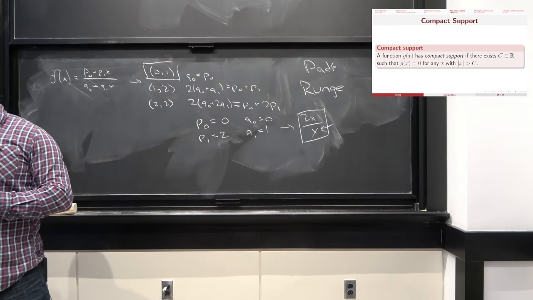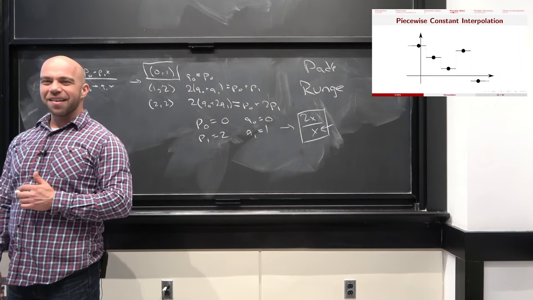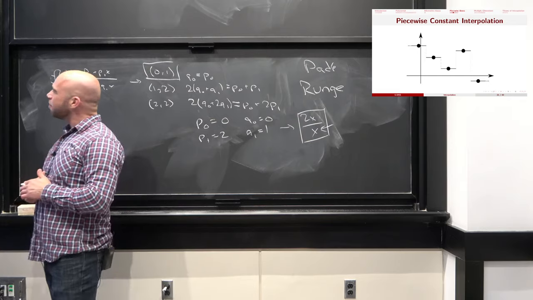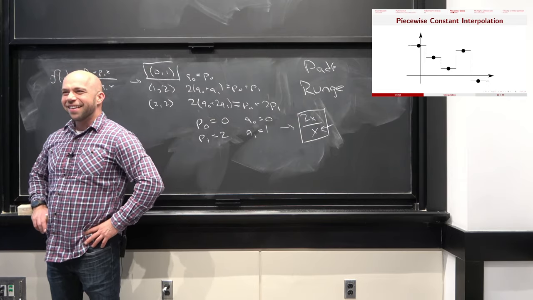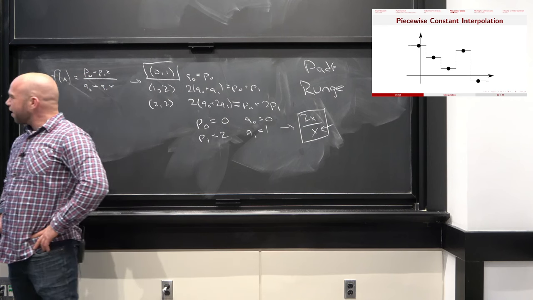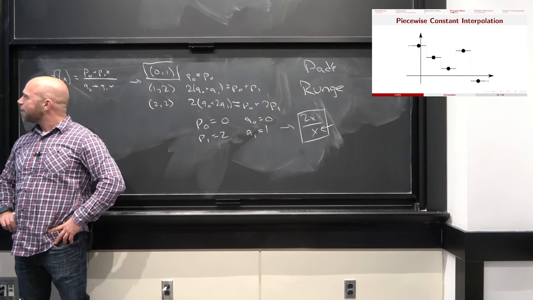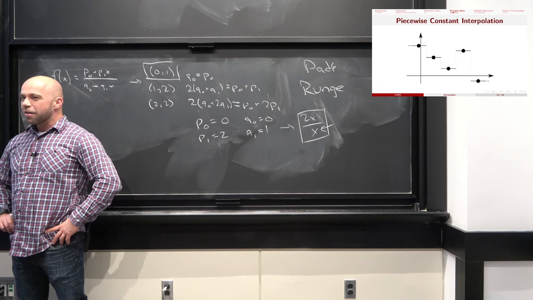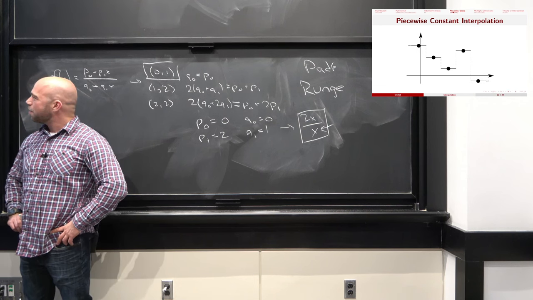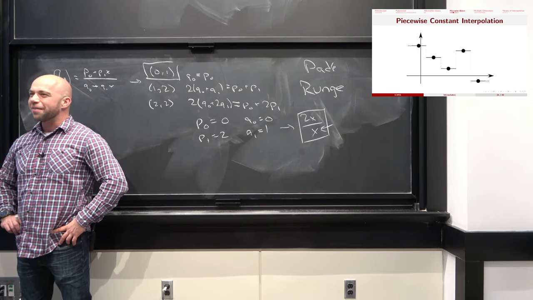So let's go through a few examples. Here's probably the world's dumbest interpolant. Sometimes in computer science, we call this nearest neighbor interpolation. I think it describes pretty well what's going on here: I have values of a function at a set of x's, and for a new x, I predict its value. What do I do? I just find the closest x where I do have data, and I copy that value.